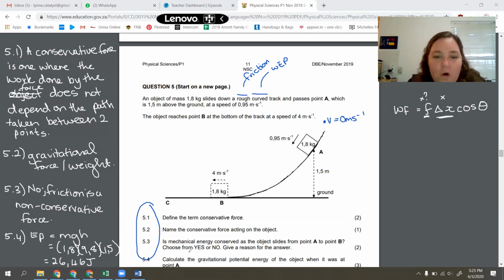And then number 4, calculate the gravitational potential energy of the object when it's at point A. Well, all that you're doing is multiplying m, g, and h. So it's 1.8 for m, 9.8 for g, and 1.5 meters for the height, to give you an answer of 26.46. Can I quickly ask, just for 2 seconds, who got that right? Okay, fantastic. As I did that, I suddenly realized I hadn't saved it, so I hope you all got that right. Good. Okay, we're going to go back and continue sharing.